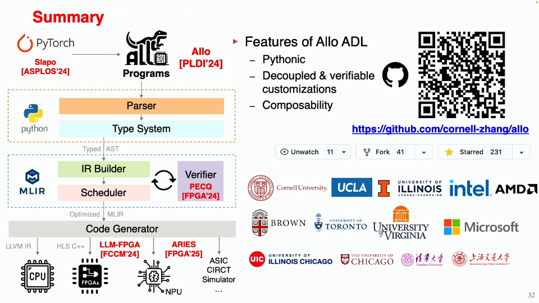Okay, so in conclusion, we propose Allo, a Python-embedded accelerator design language that is able to generate large-scale accelerators in a productive way. And we are also adding more backends to Allo, including our own simulator and an open source HLS backend, as I mentioned in the beginning. And our framework has been widely used by universities and industry partners to build different accelerators. And we are also open to any collaborations.